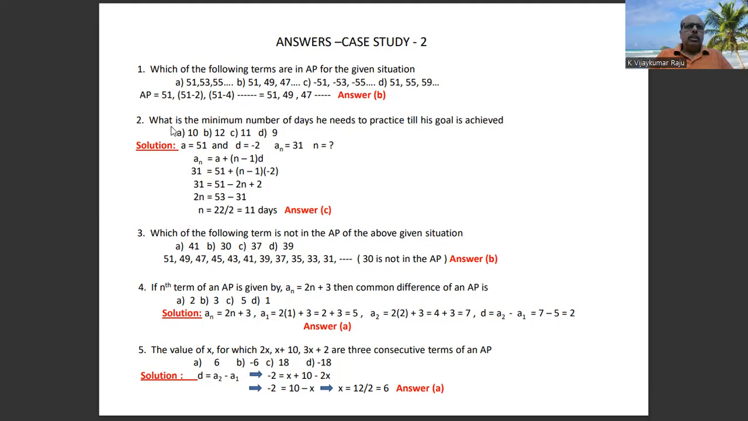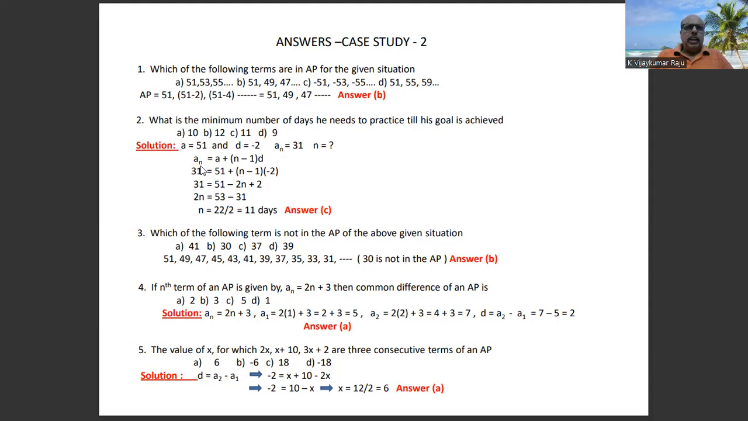Second one. What is the minimum number of days he needs to practice till his goal is achieved? Now, what is his goal? Goal is 31 seconds. He wants to complete 200 meters in 31 seconds. What is his present speed? It is 51 seconds he is taking. So that means A1 is 51 and his goal, that means AN is 31. And what is the difference each day? It is -2. It is decreasing by 2, that's why, because it is decreasing, we put -2.